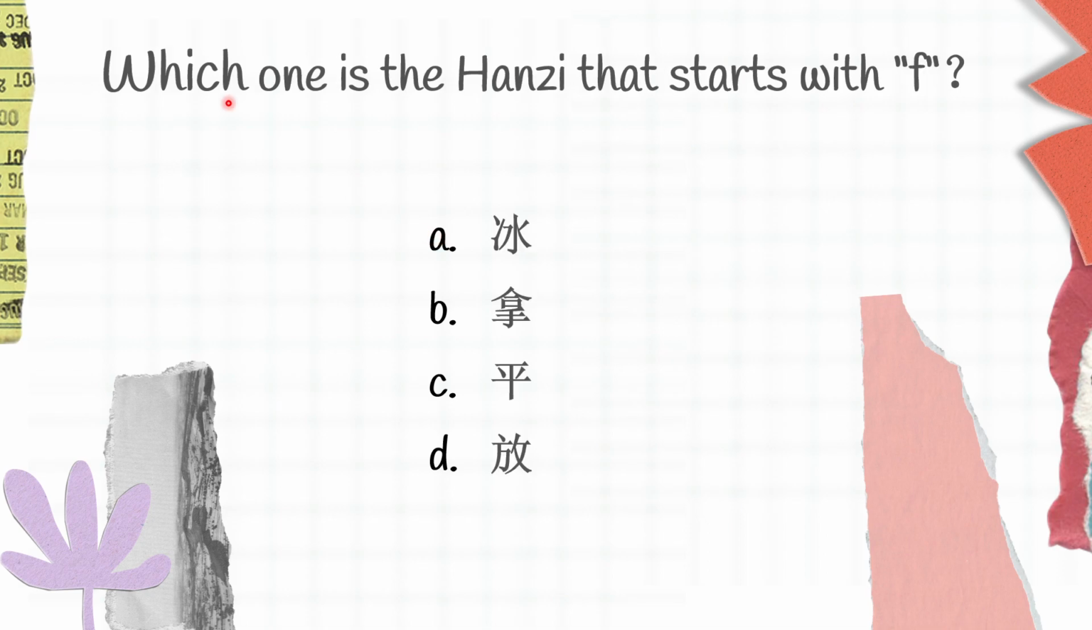Moving on to another question here. Which one is the hanzi that starts with this letter? Do you guys remember? This is actually easy, guys. A is Ping, B is Na, C is Ping, and D is Fang. And of course, D is the right answer for this question.